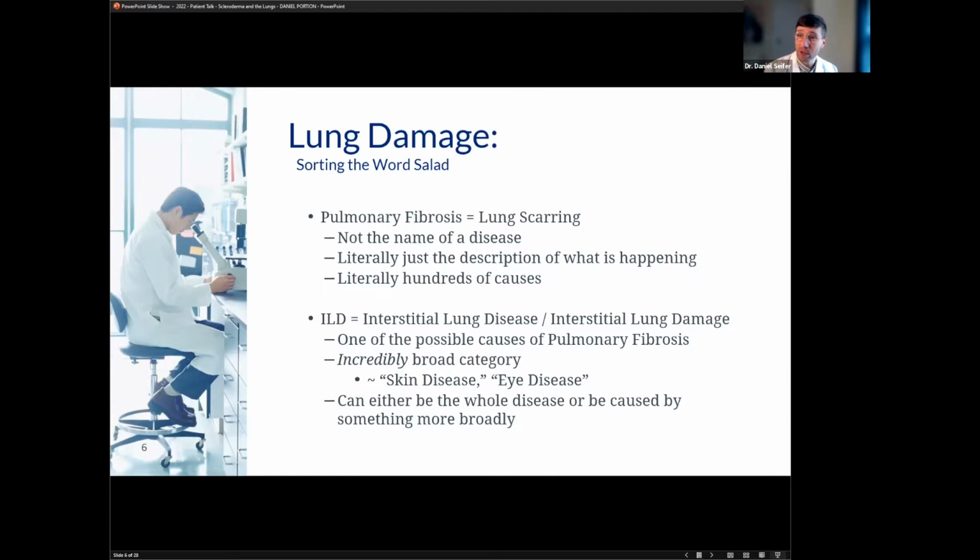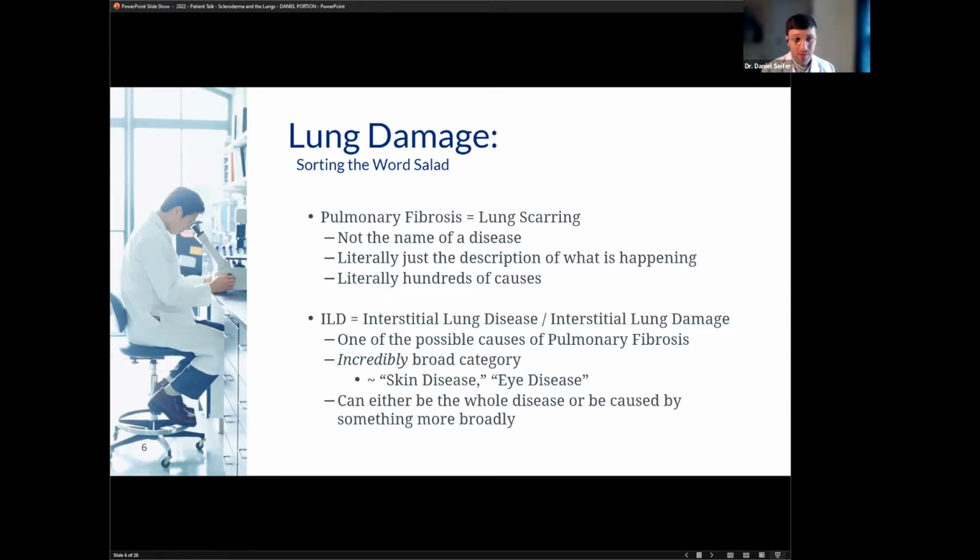So in this case, pulmonary fibrosis, that literally is just a term that means lung scarring. It is not the name of a disease at all. It's literally just a description of the tissue changes that are happening. There are hundreds of potential causes of this, many of which have nothing to do with the immune system.